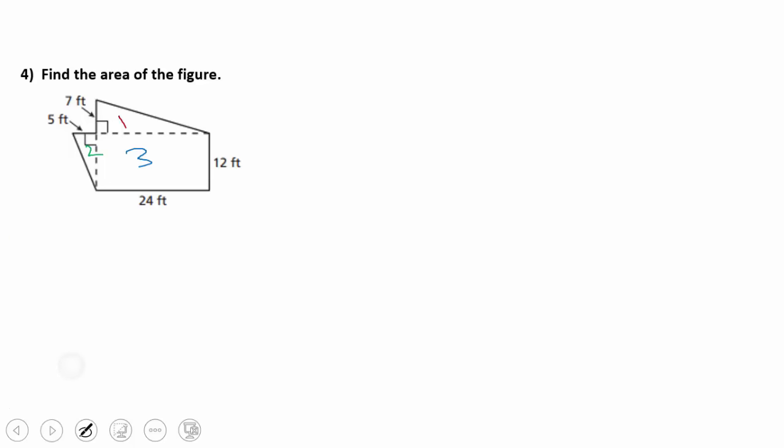So let's start off with 1. That is a triangle, and a triangle is base times height divided by 2. The base of that triangle is 7. The height of that triangle, that's the dotted line, which is the same as the side across, that's 24.